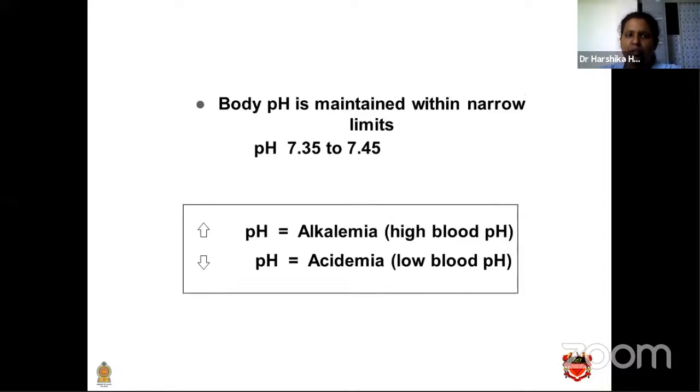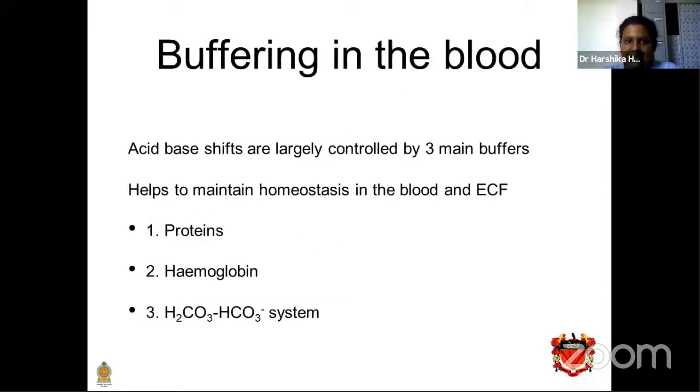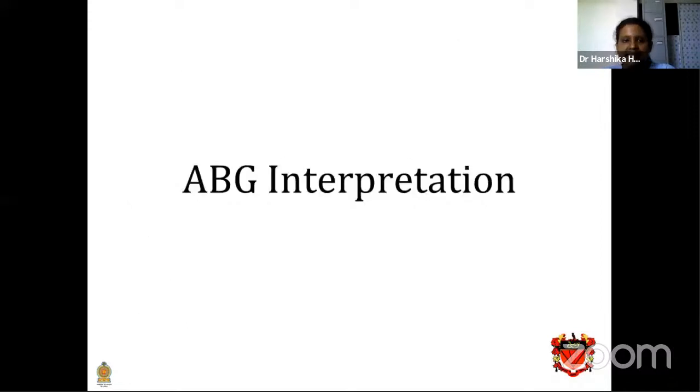You all know that our body pH is maintained within narrow limits. The normal body pH is 7.35 to 7.45. If the pH is more than 7.45, you call it alkalosis or alkalemia, high blood pH. And if the pH is less than 7.35, you call it acidemia or acidosis. These acid-base shifts are largely controlled by three main buffers in the body, namely proteins, hemoglobin, and the carbonic acid bicarbonate system.